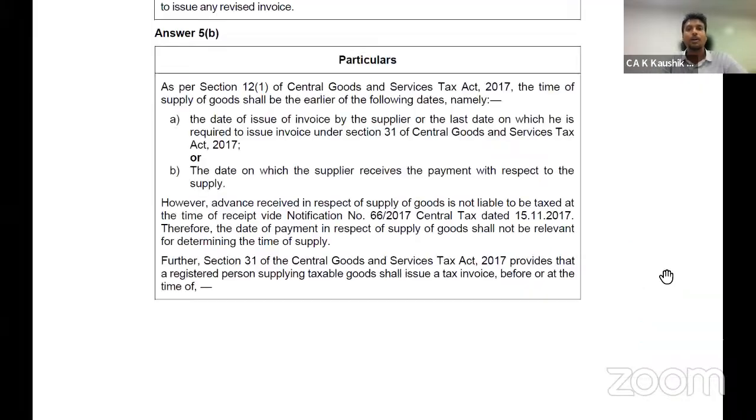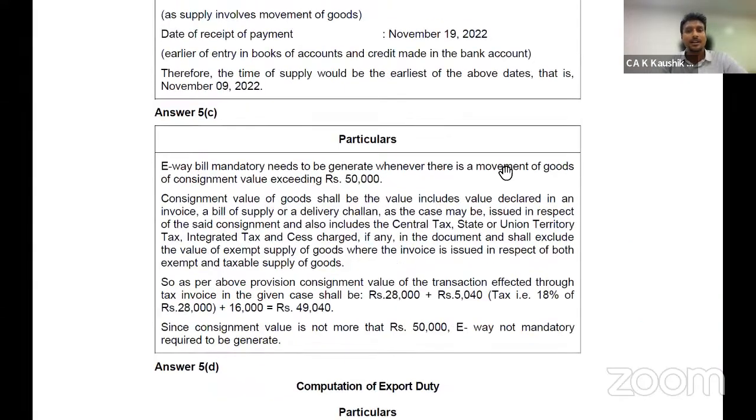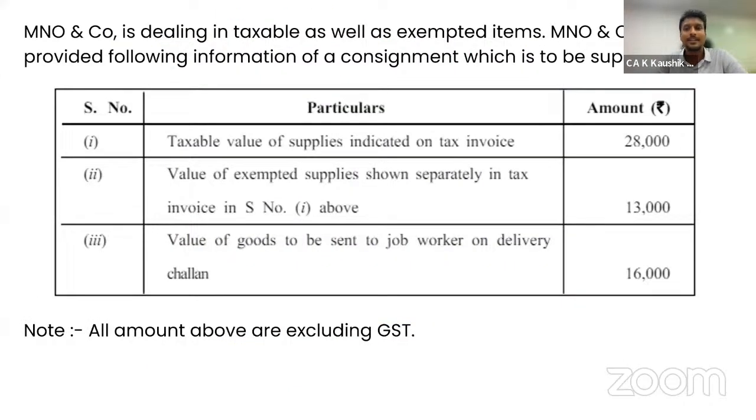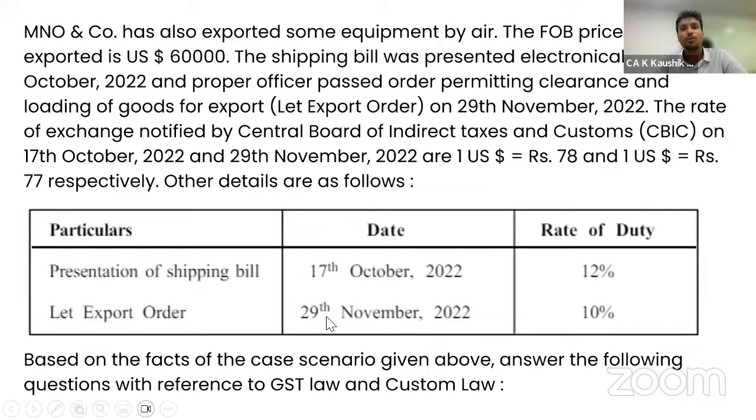First, you need to write the provisions of e-way bill. E-way bill is mandatory to be generated whenever there is movement of goods of consignment value exceeding 50,000. Consignment value of goods shall be the value includes the value declared in an invoice, a bill value, a delivery challan, everything. Delivery challan is given for job work, and it excludes the exempt goods. So accordingly, we have computed, and since the consignment value is not more than 50,000, e-way bill is not required to be generated. That is your question number 5, part 3. What is question number 5, part 4? It is on calculation of customs thing. Here you need to remember what rate has to be considered for conversion.